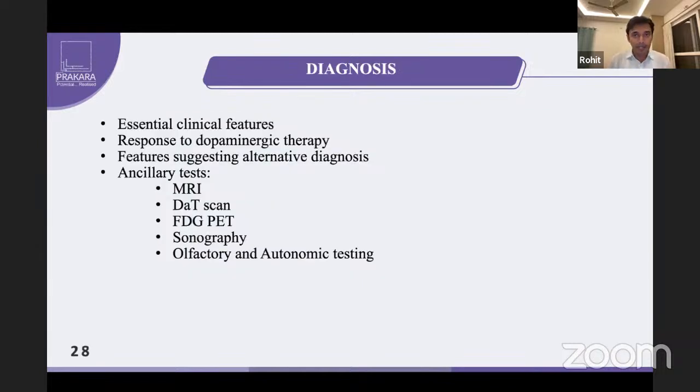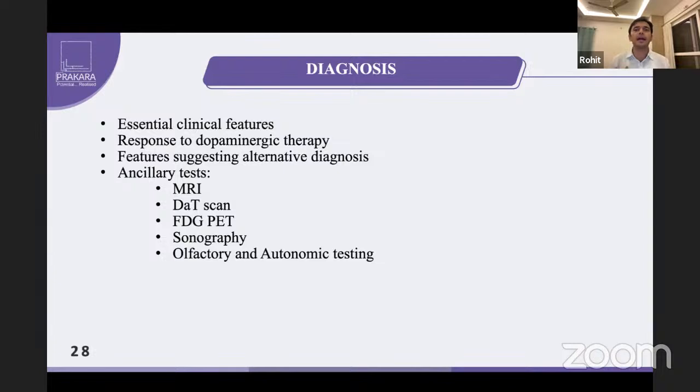So how do we diagnose Parkinson disease? We discussed all the clinical features, right? So all the essential clinical features, we need to take them into account, because Parkinson disease is a clinical diagnosis. So we need to make the diagnosis clinically. There is no single test that can detect Parkinson disease. It is the clinician who has to thoroughly take a good history and then examine the patient, and that's how we diagnose Parkinson disease.